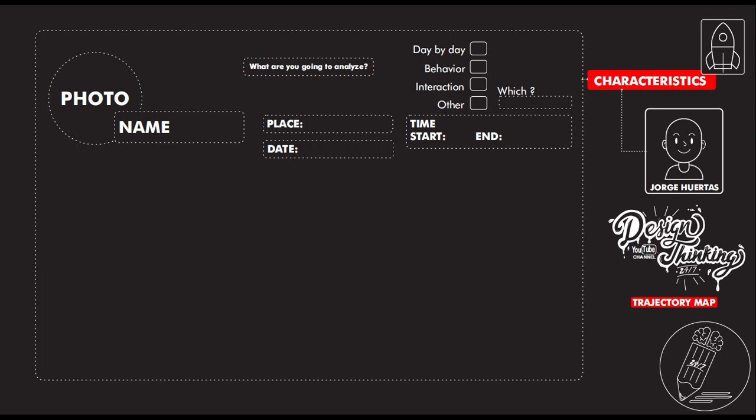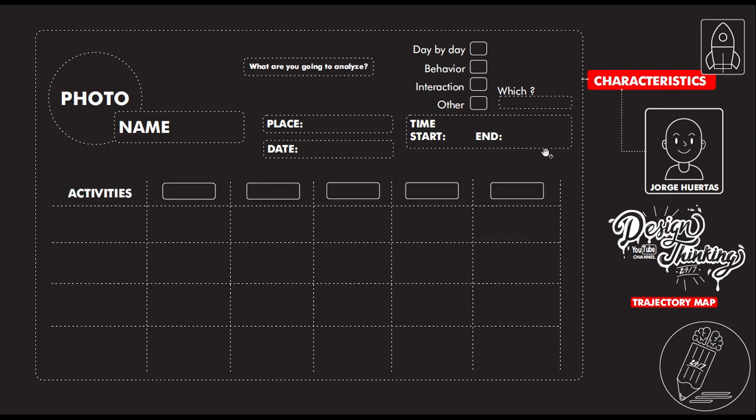After that, you write the place. Where are you going to be looking for the information? When is it going to happen? Is it gonna be just one day? Is it gonna be a couple of hours? Is it gonna be a week, a month? And it's very important to know from which time you start taking the information and at what time you finish it.